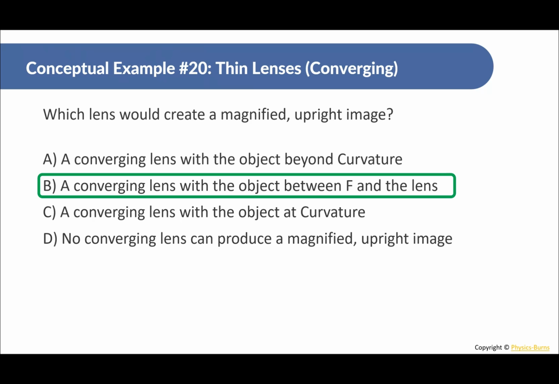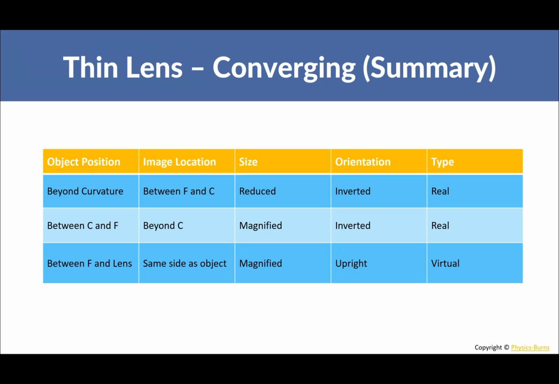And we just talked about this, so look back at the video if you need an explanation why. But here's a summary of where the object and image are, and the size, orientation, and type, depending on what you're looking for. So this might help to memorize, but this should at least be used as a guide to help you answer these kinds of questions.